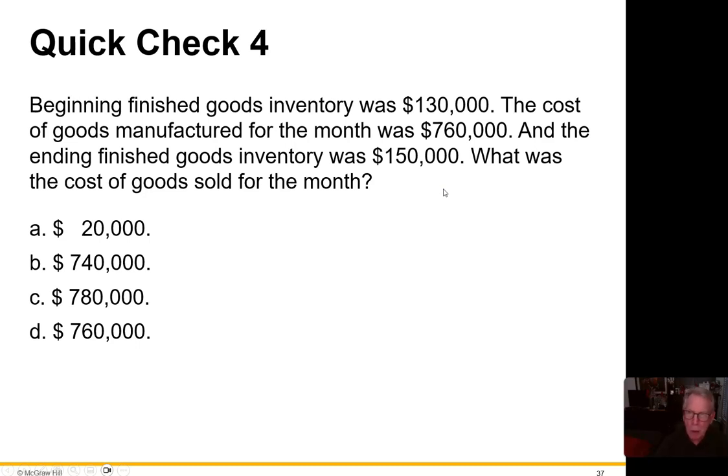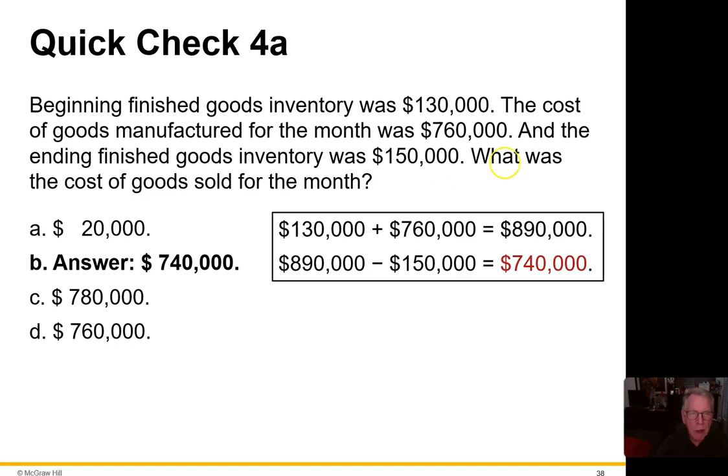So we do the same approach. We start with $130,000. We add the $760,000. That gives us our total finished goods available for sale. But we only have $150,000 left, so that means we must have sold $740,000. Okay.